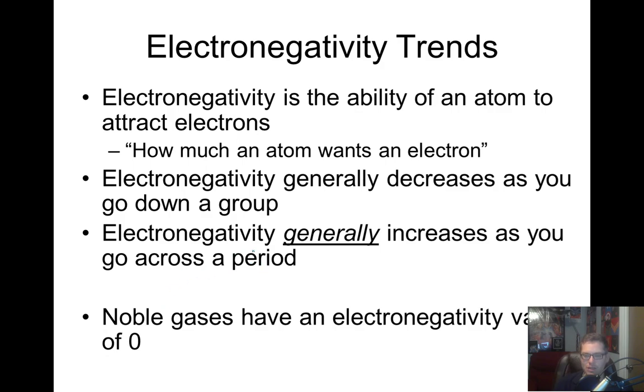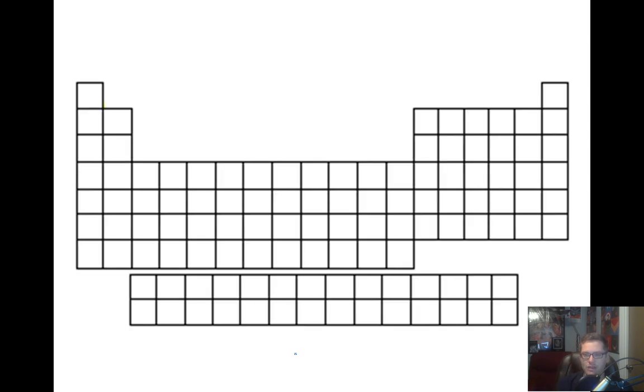So it essentially follows the exact same pattern as Z effective. Now, with one caveat here: noble gases. Remember we just said all atoms want to be like their nearest noble gas. Now, noble gases are already a noble gas, so they don't want any more electrons. So noble gases have an electronegativity value of 0, because they have no ability to grab another electron. That's all they have.